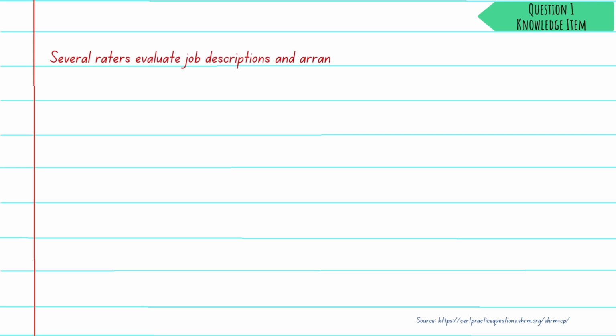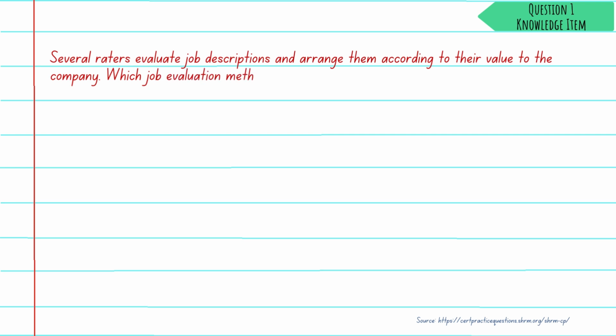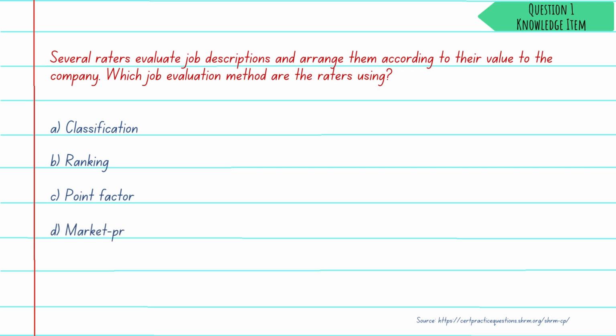Several raters evaluate job descriptions and arrange them according to their value to the company. Which job evaluation method are the raters using? A. Classification, B. Ranking, C. Point factor, or D. Market pricing.